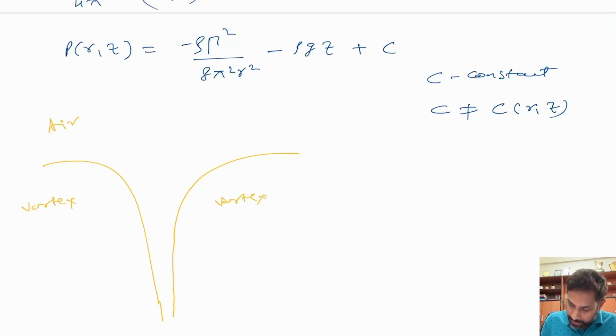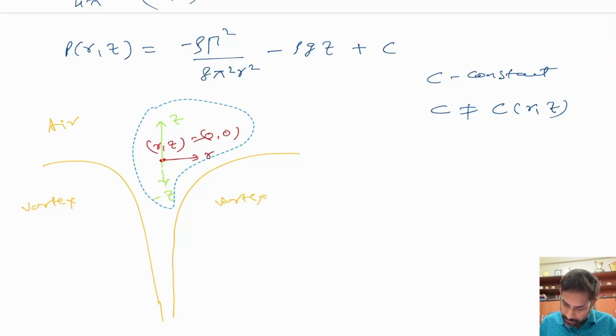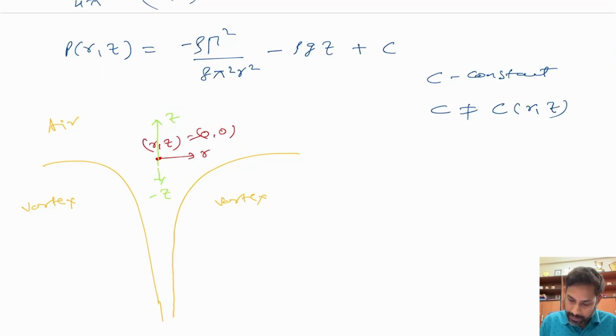Okay, and here we will define this point as the origin, where r goes this side and z goes up, that means downward is minus z. All right, that is the center of the vortex. Let's put it precisely at the center.